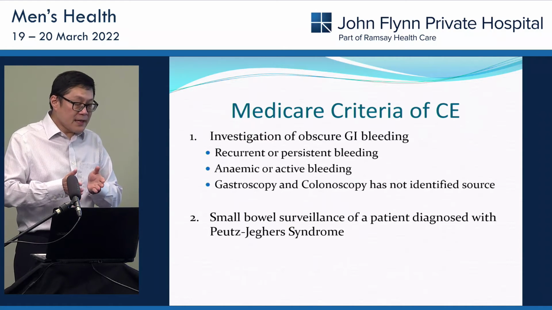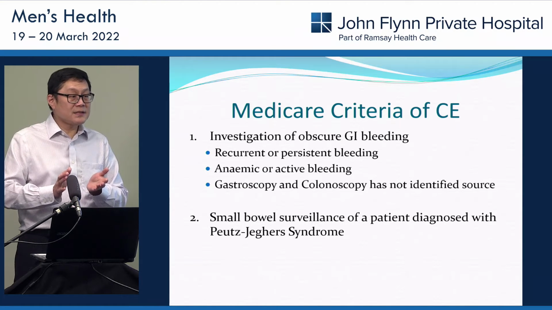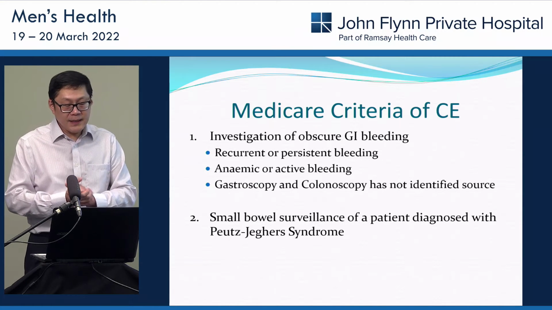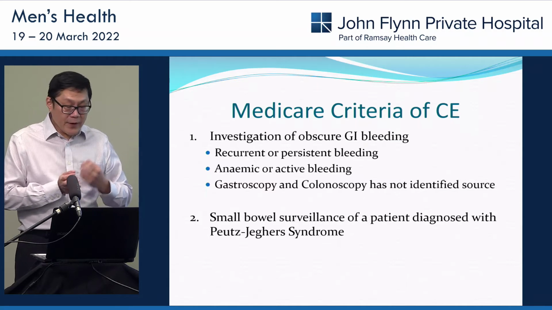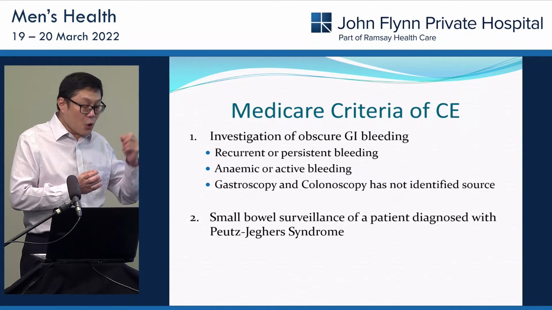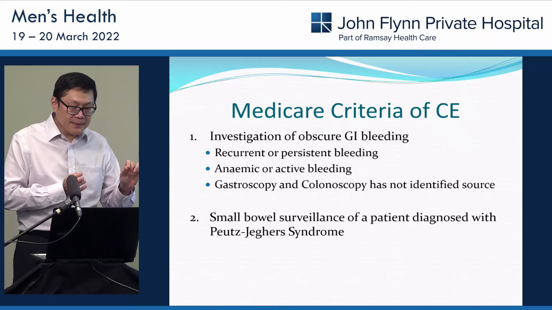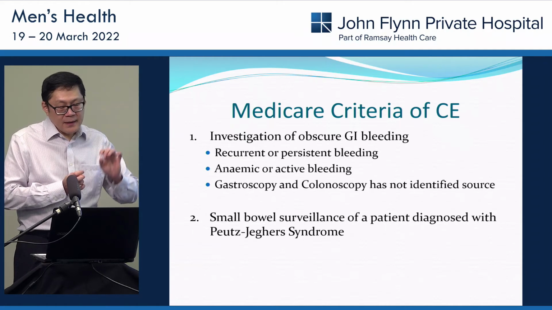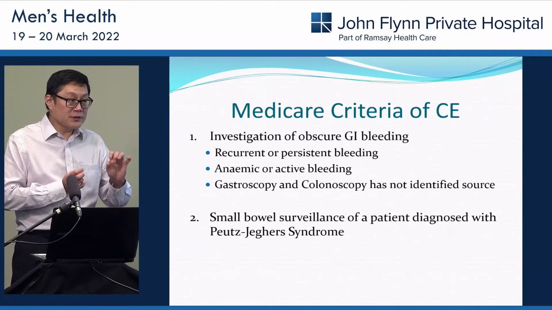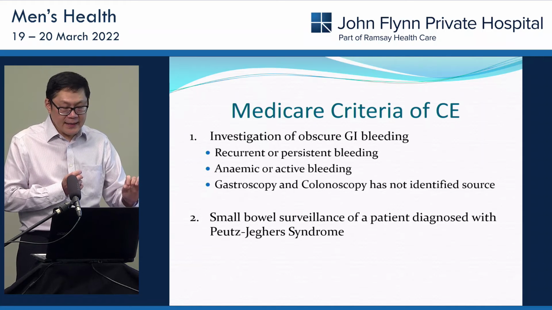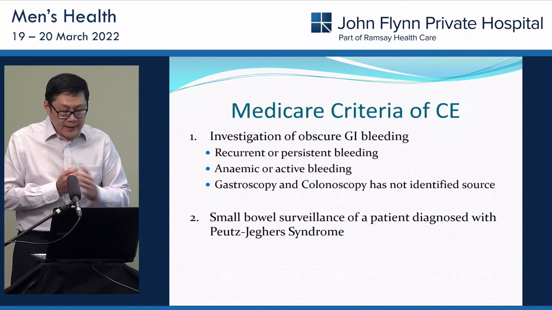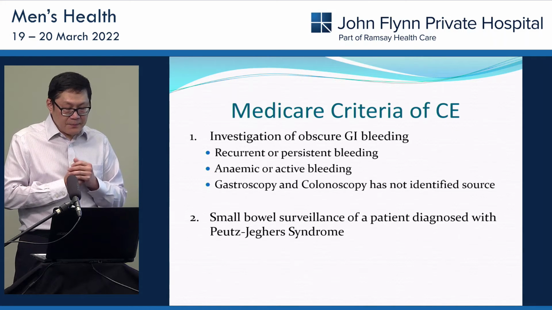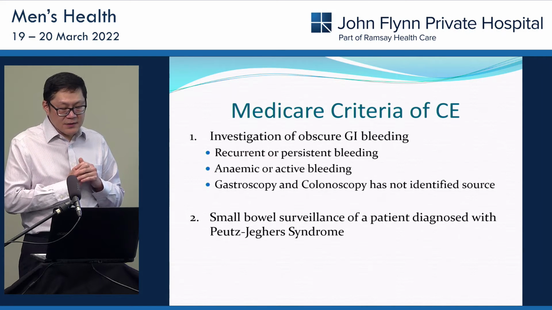All right, so there are really only 2 indications that are paid for by Medicare for capsule endoscopy. The first is the investigation of obscure GI bleeding, where there's recurrent persistent bleeding causing anemia, so it must cause anemia or very active bleeding. Gastroscopy and colonoscopy need to have been done recently without identifying a source. The second indication paid for by Medicare is the small bowel surveillance of patients with Peutz-Jeghers syndrome.